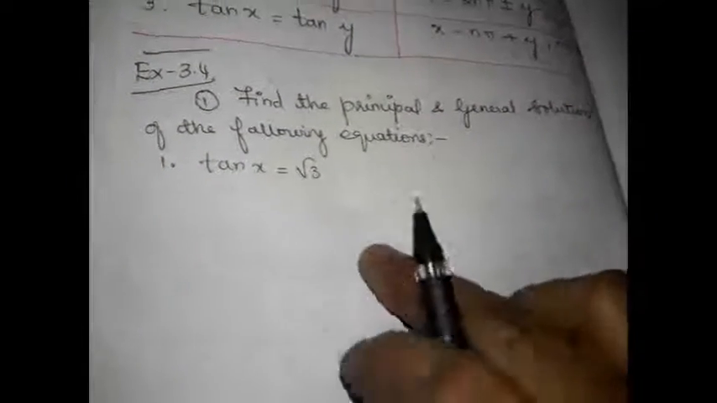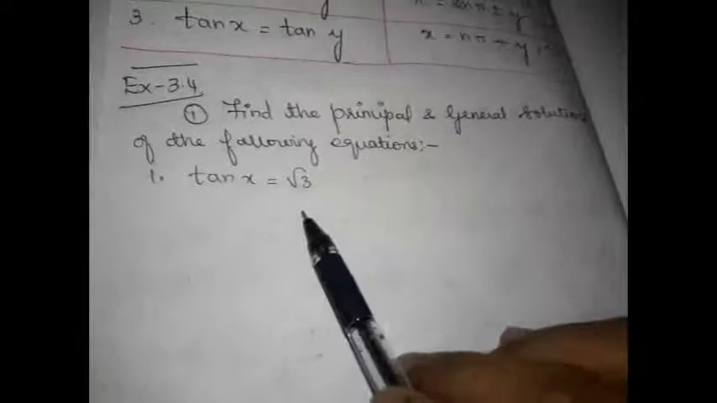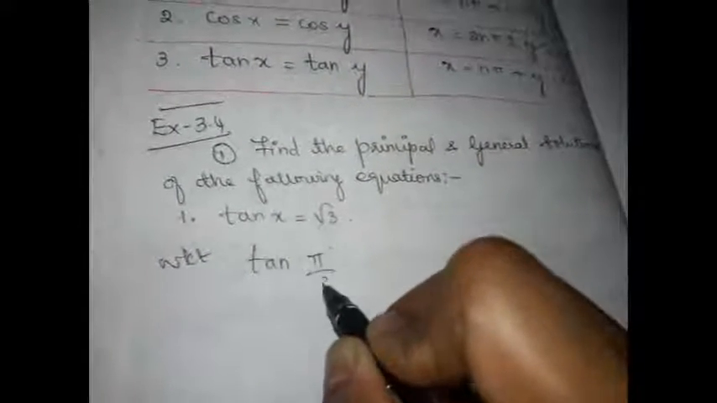Now using this, let us see how you can solve the problems and how you can find the principal and the general solution of the trigonometric equation. Now let us see the first question in exercise 3.4. They asked you to find both principal and general solution. We know how to find the principal solution. The tan value will become root 3 at 60 degrees, right? Tan 60 is root 3. So we know that tan pi by 3, which is 60 degrees, is equal to root 3.